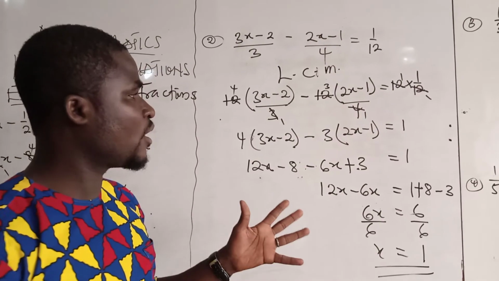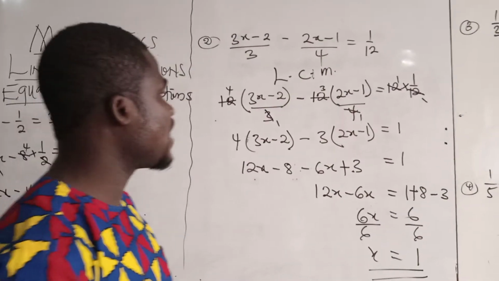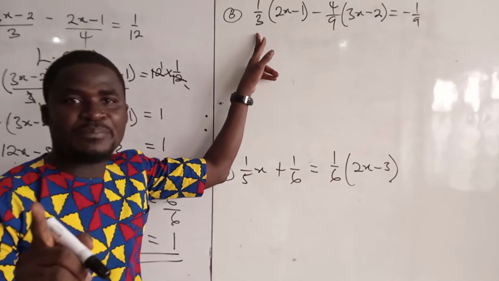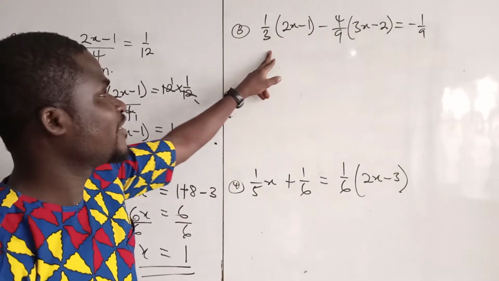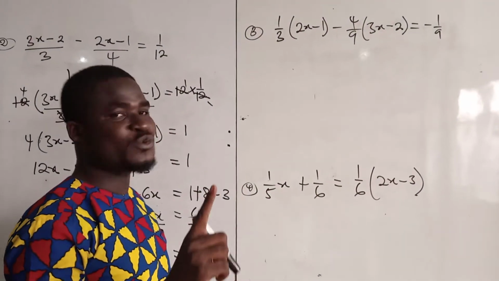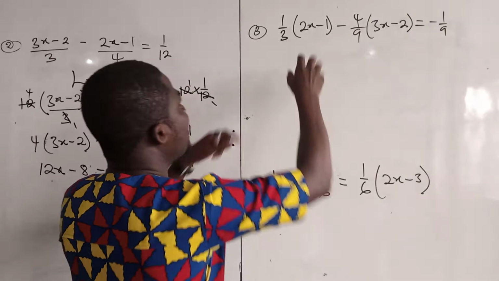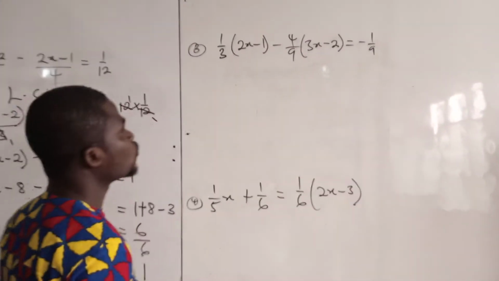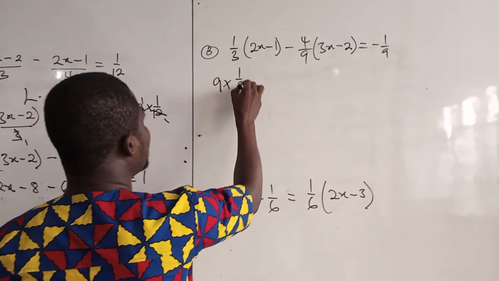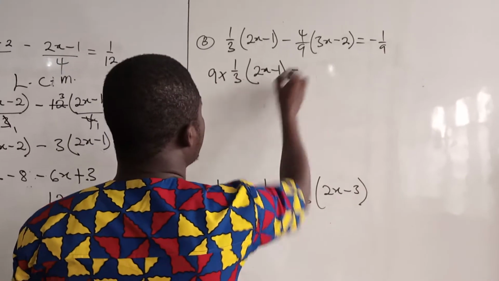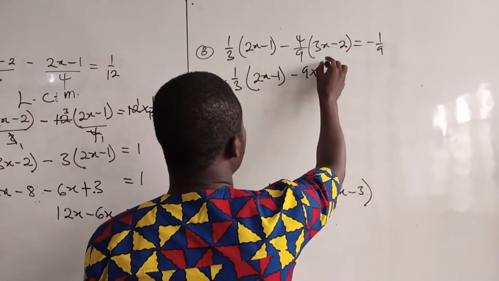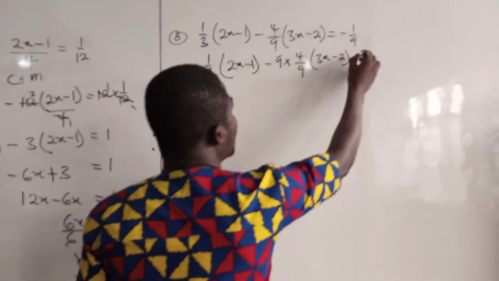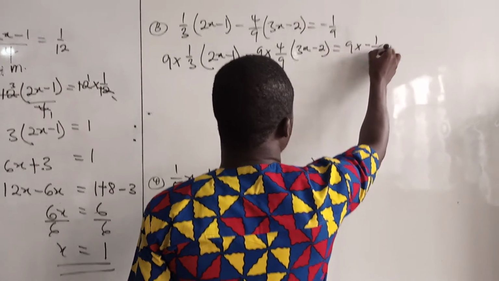Good. Now we are getting all the steps. That's good. Let's try our third example. Now, what's our first step? Your guess is as good as mine. That's good. It's the LCM. You're right. So the LCM is what? 9. So use the LCM to multiply everything here. The same applies to this one and this fraction. So 9 times 1 out of 3 into brackets 2x minus 1, minus 9 times 4 over 9 out of 3x minus 2, equals 9 times negative 1 out of 9.